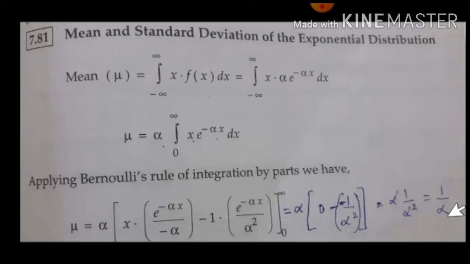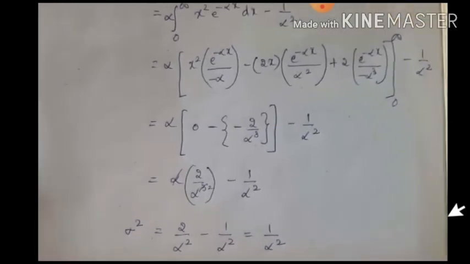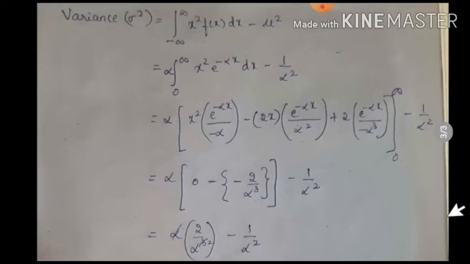Next, to find out standard deviation, first we will find out the variance. So what is the formula for the variance? For a discrete, summation; here it is continuous. So integral minus infinity to infinity x square f of x dx minus mean square. So mean I have substituted 1 by alpha, and exponential function is defined only for positive x, that is x varies from 0 to infinity. So minus infinity to 0, it is 0. Hence that limit will change to 0 to infinity.